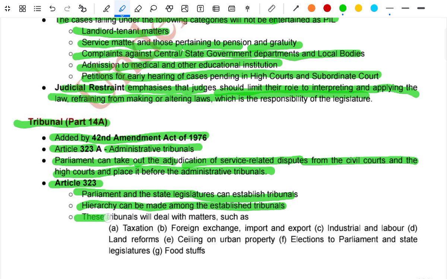These tribunals will deal with matters such as: A. taxation, B. foreign exchange, import and export, C. industrial and labor matters, D. land reforms, E. ceiling on urban property, F. elections to Parliament and state legislatures, G. foodstuffs.